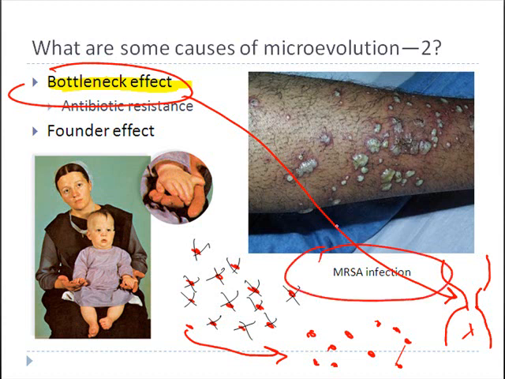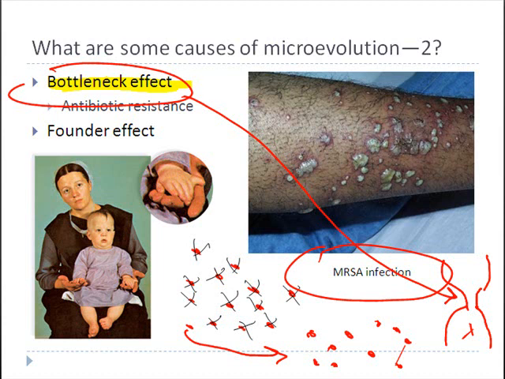MRSA infections are another good example. Methicillin-resistant Staphylococcus aureus is a type of bacterium that has become highly resistant to just about every type of antibiotic we can throw at it, including methicillin, which is a powerful antibiotic that used to be quite successful at killing off Staphylococcus aureus and now is no longer very effective.